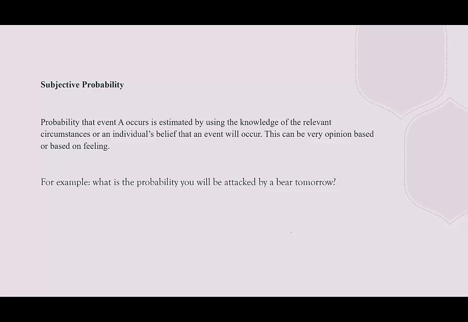So for example, what is the probability you will be attacked by a bear tomorrow? If you live in a big city or the suburbs, you're probably going to say pretty close to 0. But if you live in Glacier National Park, you probably have a better chance of being attacked, maybe a 10% chance. I don't know how often bear attacks happen. I think it's pretty unlikely all around, but depending on your circumstances, it could be higher based on where you are or very, very low.